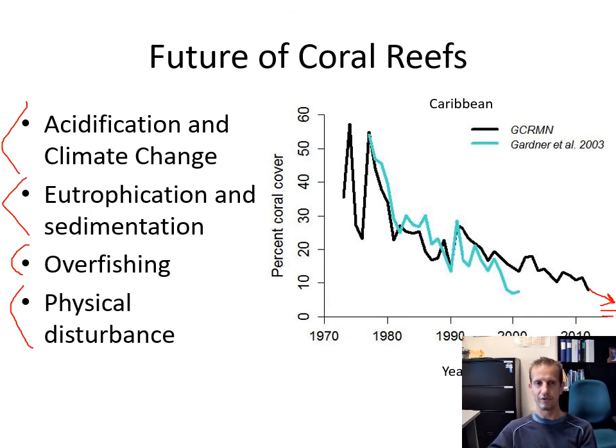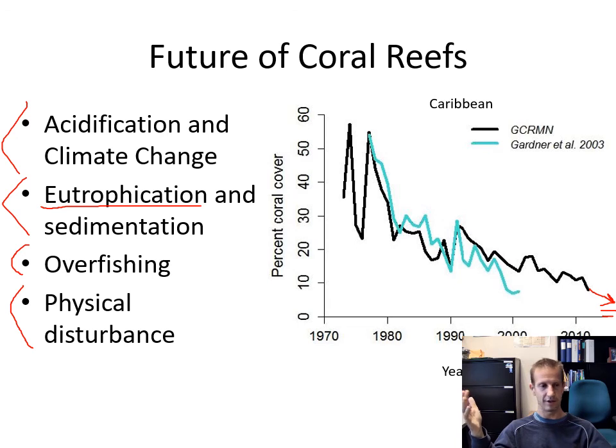Eutrophication and sedimentation. Eutrophication, remember, it rhymes with nutrification. It's where there's an excess of nutrients in the water that cause an overgrowth of algae that can cause clouds of phytoplankton that make the water too murky for the corals. It can cause fast-growing algae to smother over the corals.